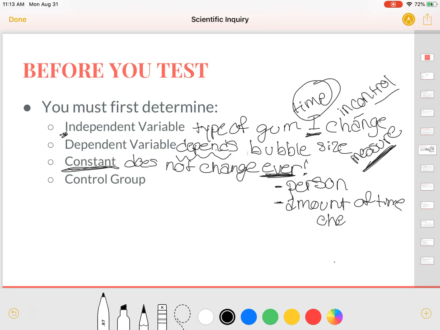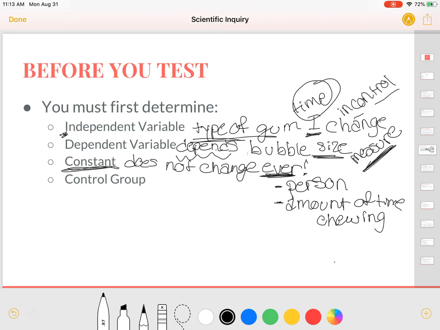If you think of all the times you've chewed gum in your life, you have to have chewed it for a little bit to be able to blow the bubble. You can't just put the gum in your mouth and then try to blow a bubble and it hasn't gotten sticky or anything yet. These are things that would affect the experiment if they changed. The only thing that we are testing in this experiment is the type of gum versus the size of the bubble.